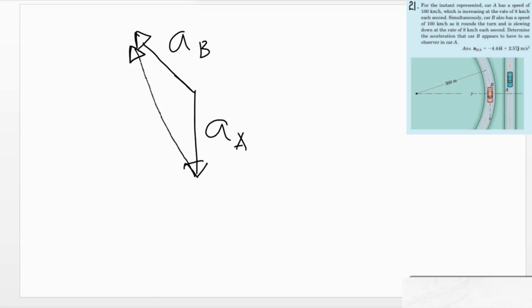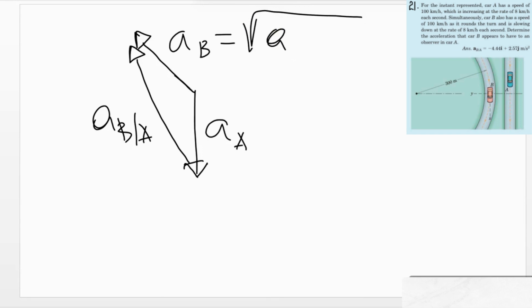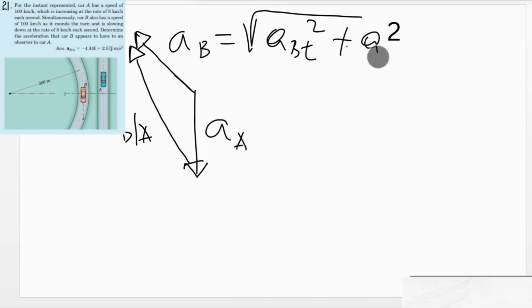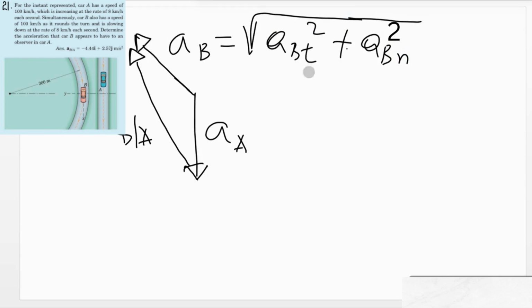From this, using the triangle, we solve. Acceleration of B relative to A. For A we have, how much is it? This becomes 8 over 3.6. So this is the square root of a B tangential squared plus the acceleration of B in the normal direction squared. What do we use to find that?